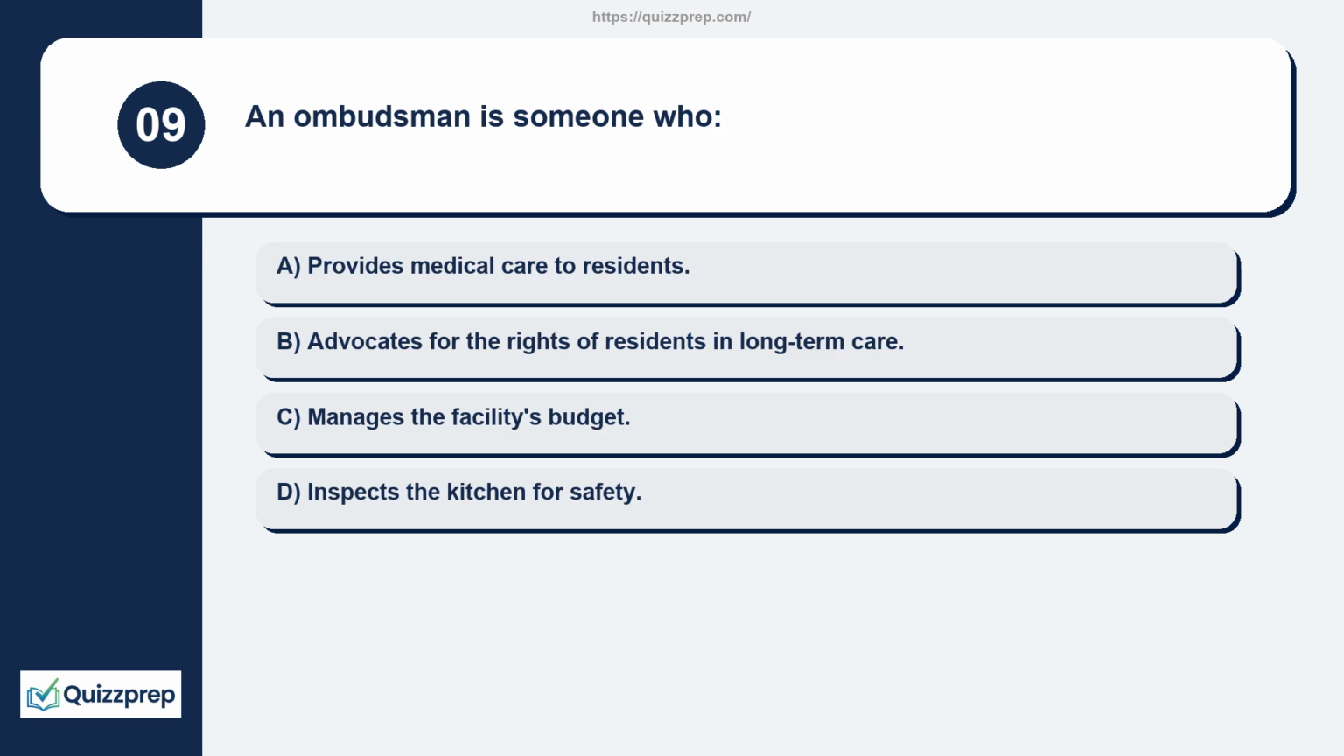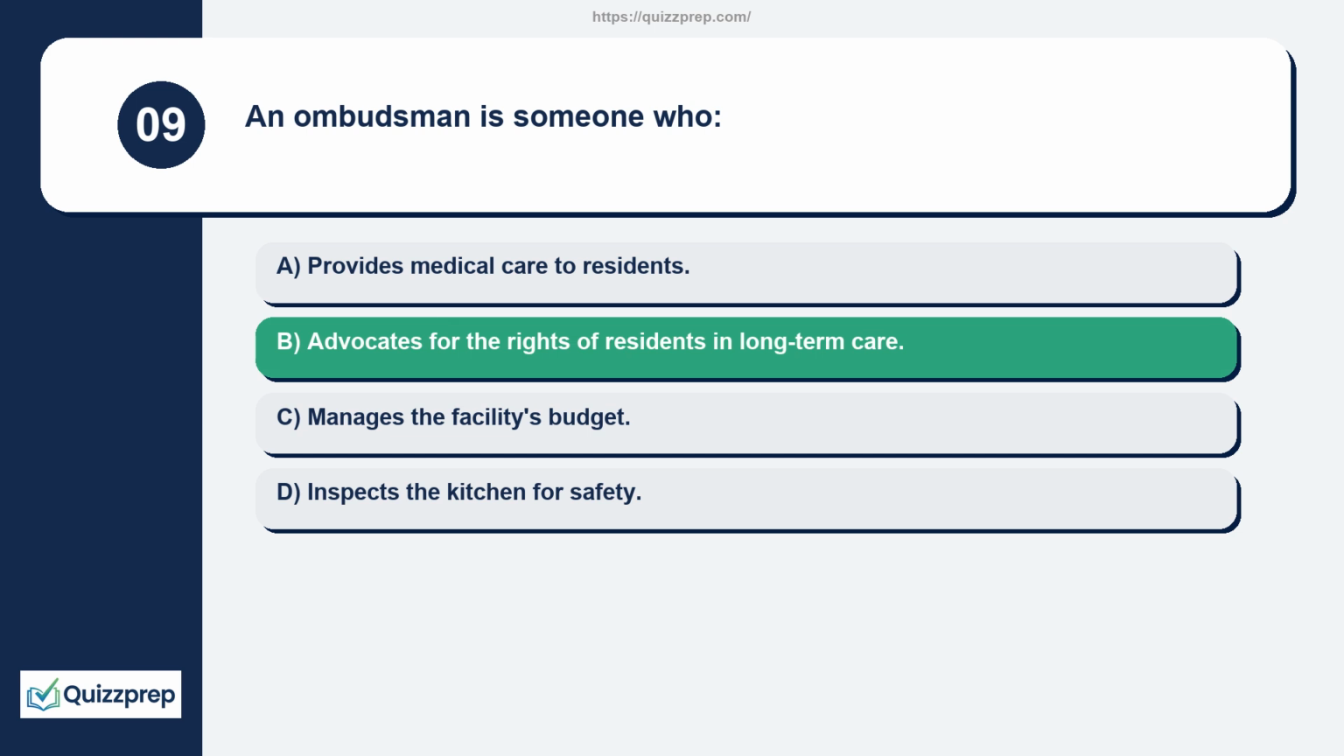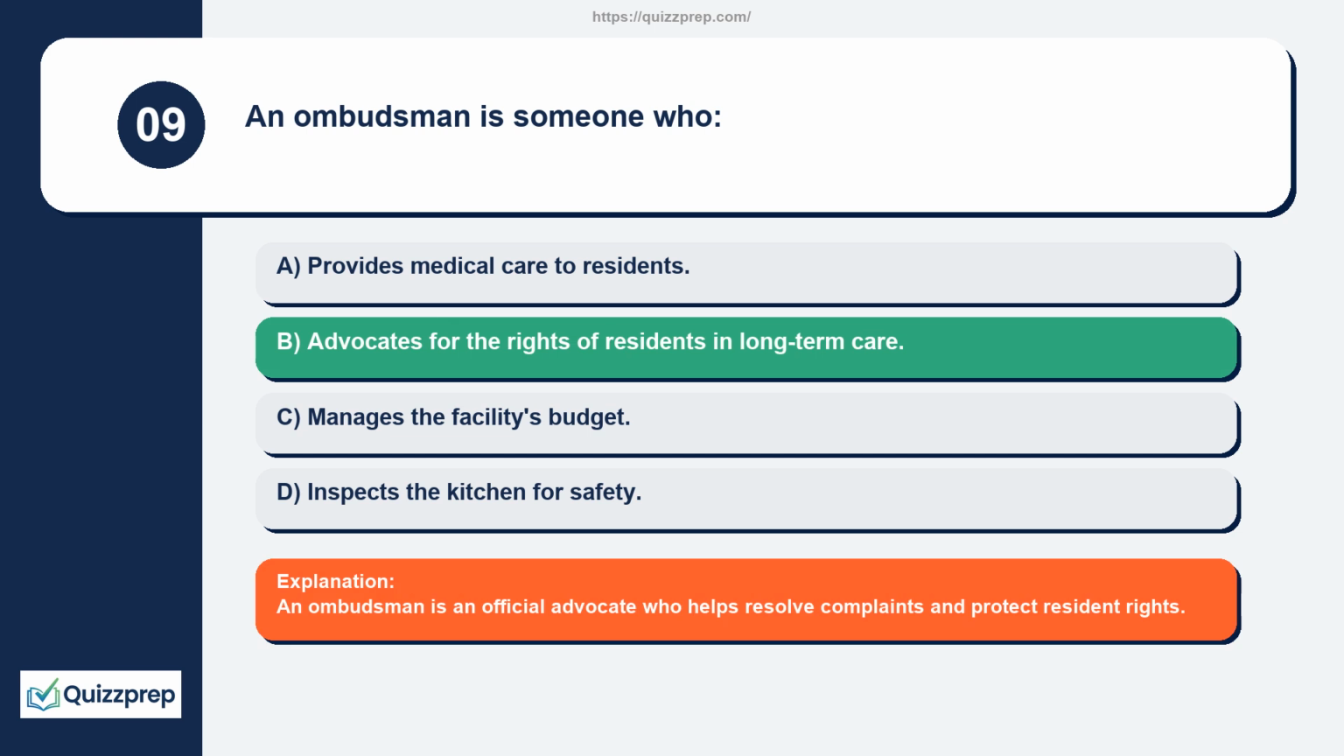Question 9. An ombudsman is someone who provides medical care to residents, advocates for the rights of residents in long-term care, manages the facility's budget, inspects the kitchen for safety. An ombudsman is an official advocate who helps resolve complaints and protect resident rights.